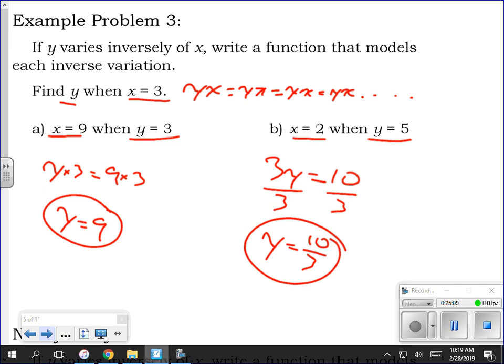Appreciate it. Okay? So direct and inverse are really easy on their own. Direct, you divide x and y. Inverse, you multiply the two. Inverse is even easier.